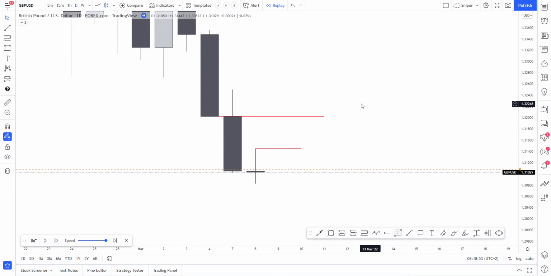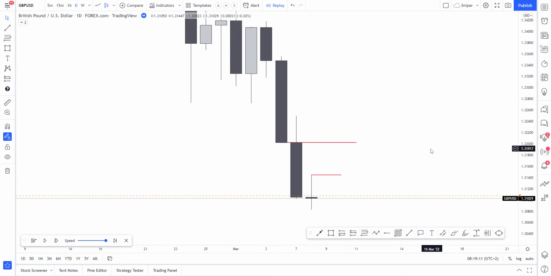Something that I shared in my YouTube community chat tab. I shared the setup before it happened, and I just want to quickly run over and explain to you why I expected buyers and why I took that buy trade that I shared that morning on Wednesday, the 9th of March. So this was the daily time frame.